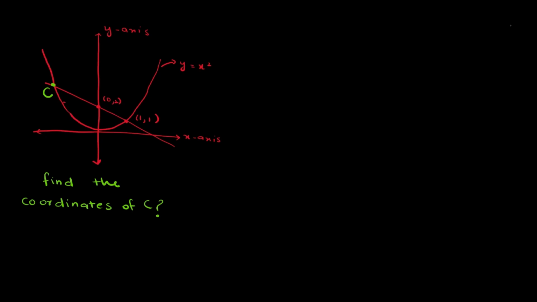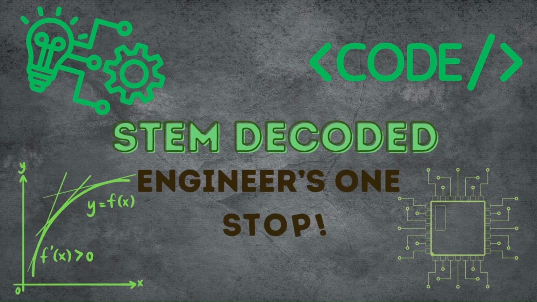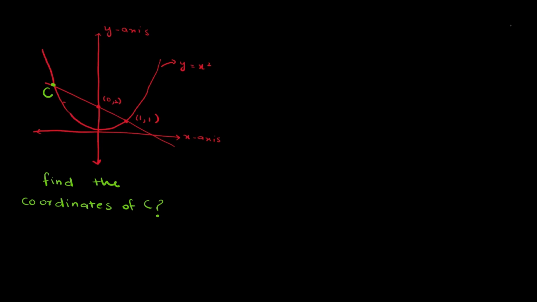So here we can see that we have been given a line on which we have 2 points, and the point C of the line is being intersected with a parabola, which is y equals x squared. And we need to find this point C on this particular line as well as on the parabola. So basically, we need to find the intersection of the line and parabola.